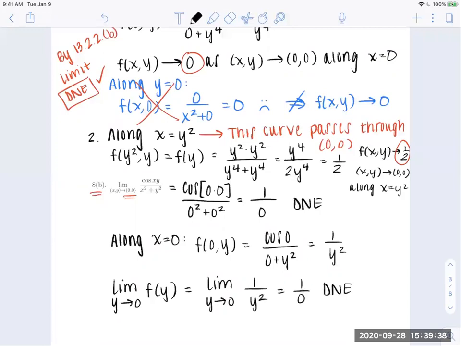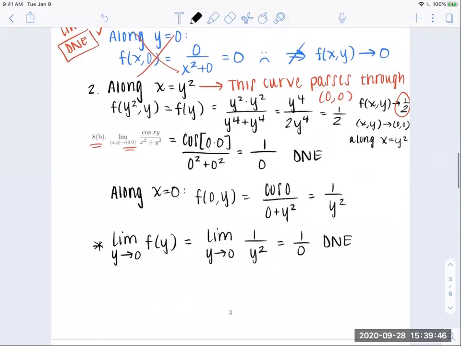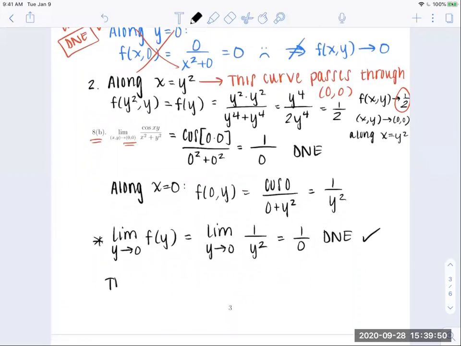So we just found in one dimension a curve that passes through the origin, 0, 0, in which this limit does not exist. So again, by theorem 13.2.2 part B, we say that this limit does not exist because we found a smooth curve through 0, 0, through which that limit of a single variable function does not exist.